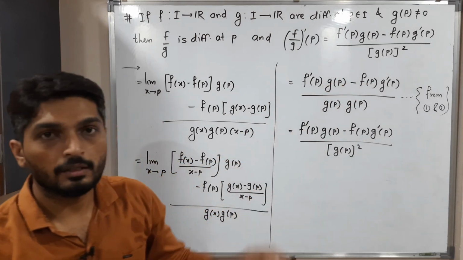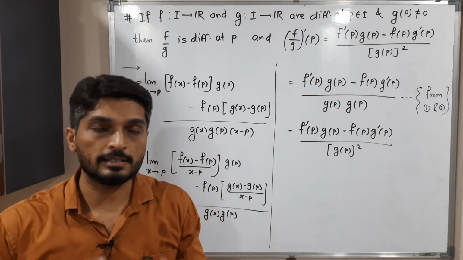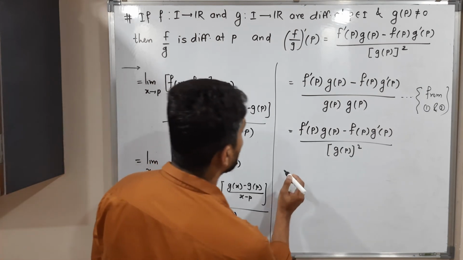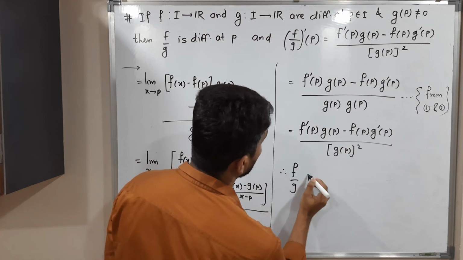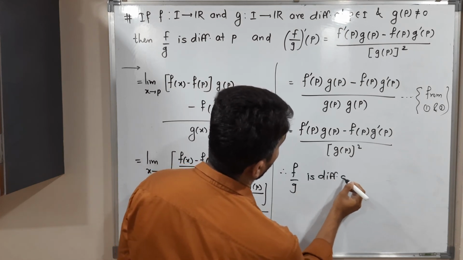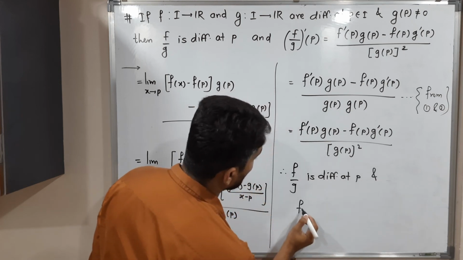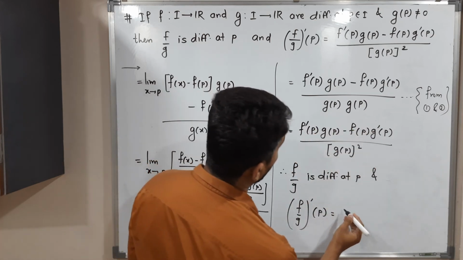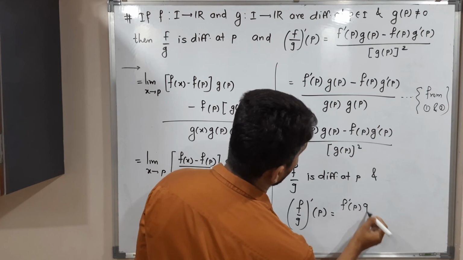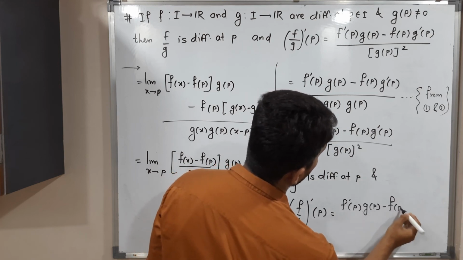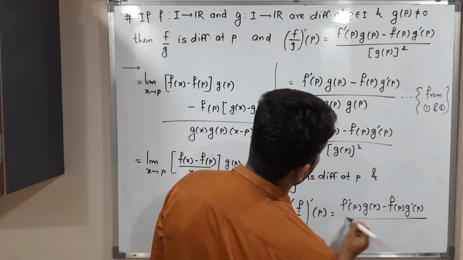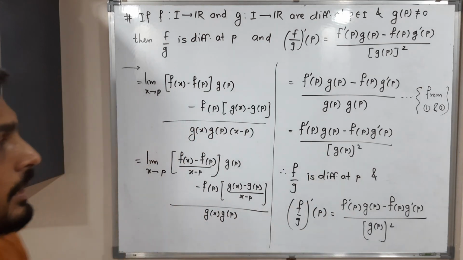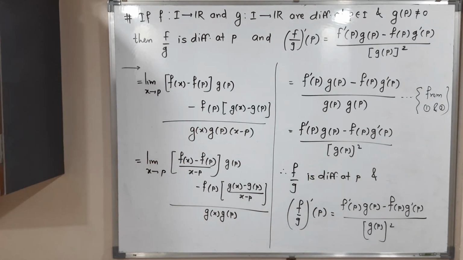We got it, right? The most important thing is that the limit exists, and that's why we say f upon g is differentiable at p. So let me write a conclusion. Therefore, f upon g is differentiable at p, and its derivative at p is the value we got at the end: f dash of p, g of p minus f of p, g dash of p, divided by g of p square. Yes, we got the same expression. So in this way we completed this proof. Make a screenshot of it, then we will stop. Thank you. Bye bye.